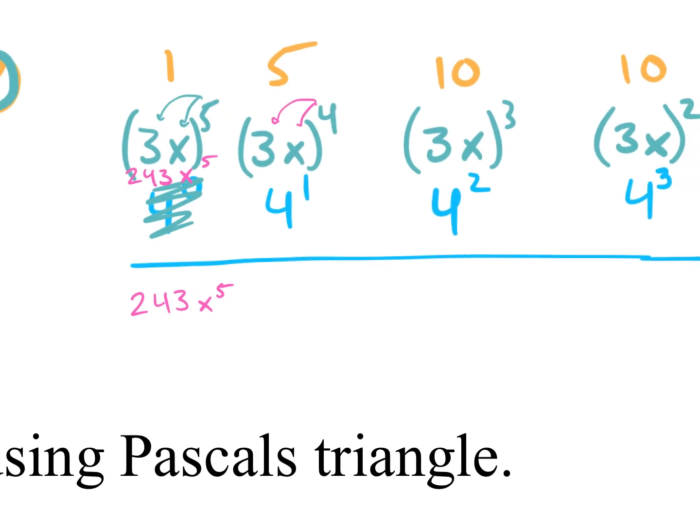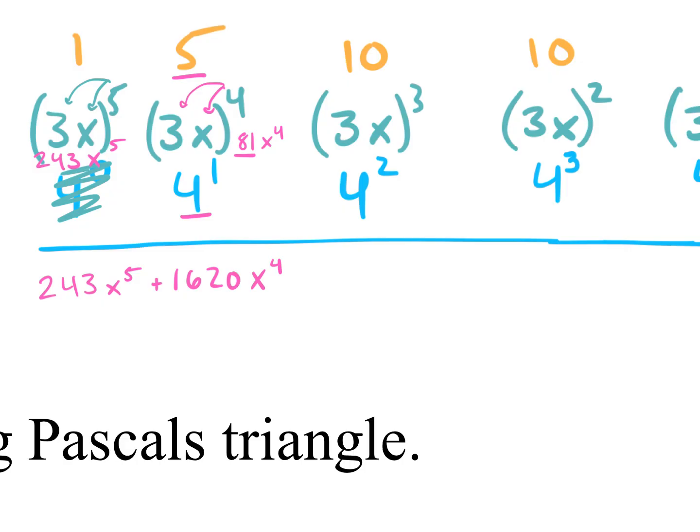Next, I need to distribute the 4. So we have 3 to the 4th power. 3 to the 4th power would be 81 times x to the 4th power. So we have 5 times 81 times 4. 5 times 81 times 4 would be 1,620 times x to the 4th power. Same thing with our next term. We got to distribute the third power. 3 to the third power is 27 times x cubed. And 4 to the second power is 16. So 16 times 27 times 10.